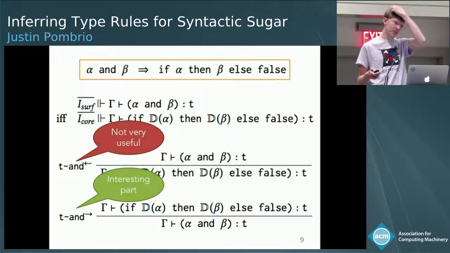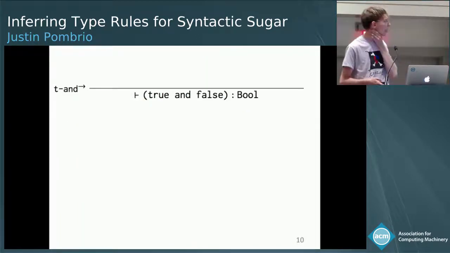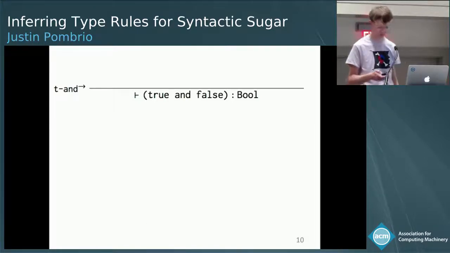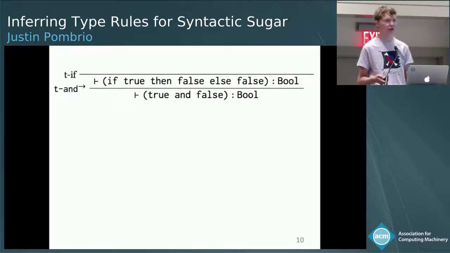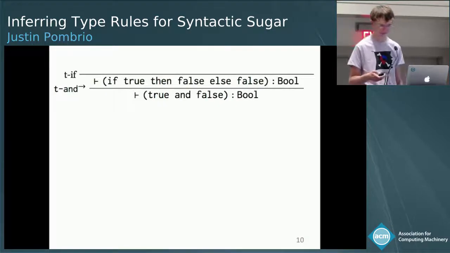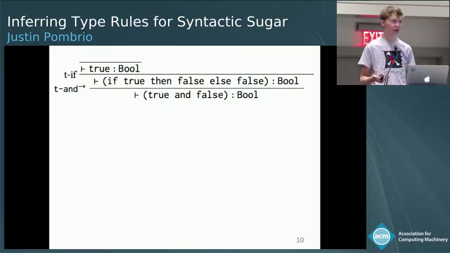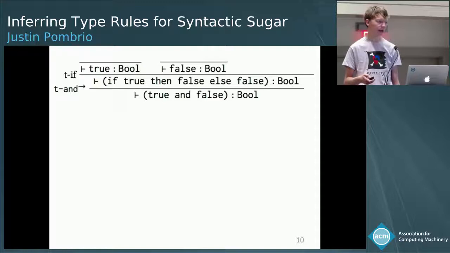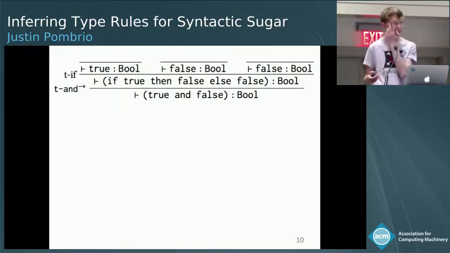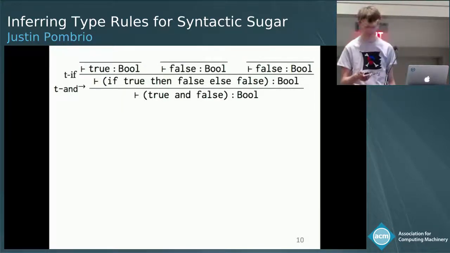So let's see an example of how we could use this rule. I'm going to prove that true and false has type Boolean using the rule from the previous slide. So first thing to do is, using that rule, convert the and into an if. And then since if is in the core language, we can use the core language's type rule for if, which says that the condition needs to be a Boolean, and the then and else branches both have to have the same type, in this case Boolean, and so the whole thing is a Boolean.